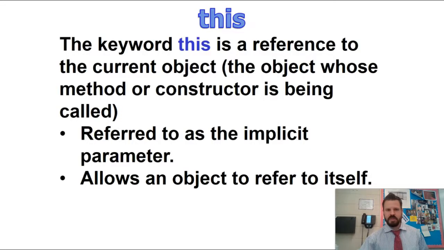All right, so the keyword this is a reference to the current object. In other words, the object whose method or constructor is being called. Essentially it's a way for an object to refer to itself, and we'll refer to it as the implicit parameter. This just means the object is referring to itself. Let's take a look at some reasons why you'd want an object to refer to itself.